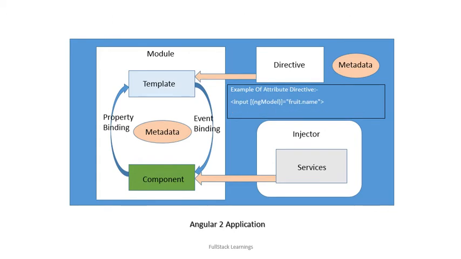Second is attribute directive. An attribute directive alters the appearance or behavior of an existing element. In templates, they look like a regular HTML attribute. The ngModel directive, which implements two-way data binding, is an example of an attribute directive. And the last thing, you can also write your own directive. Components such as the fruit list component are one kind of custom directive.